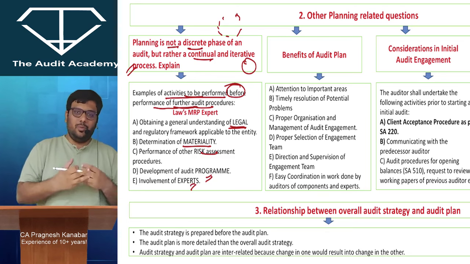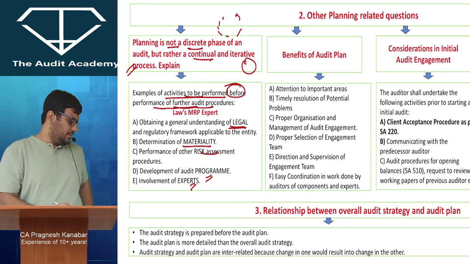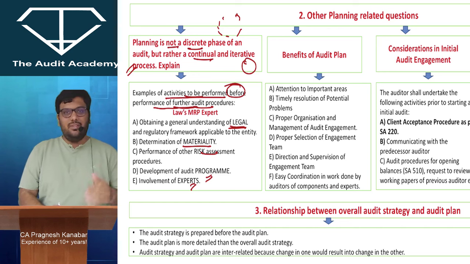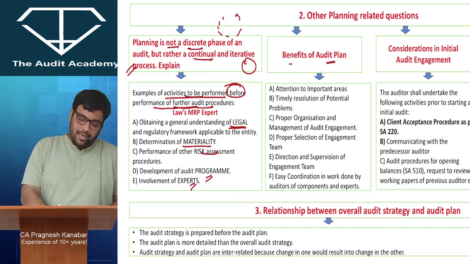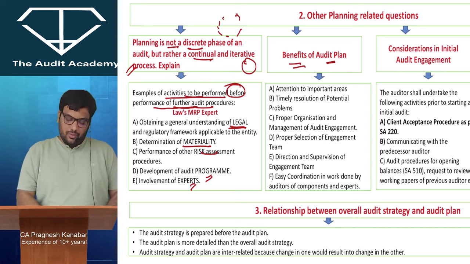So these are the activities to be performed. You should be very clear about these things. Only then can you perform your further audit procedures. Okay, now these examples they have given, so if you write a couple of examples from these points, then it is great. Okay, now audit plan benefits. I don't know why they have given this in the Final CA module. This is a very basic answer. You can just read once and write on your own. There is no problem over there.